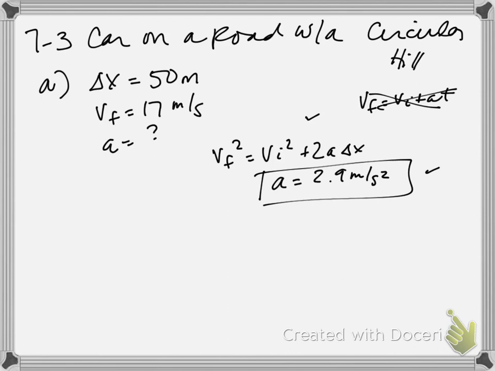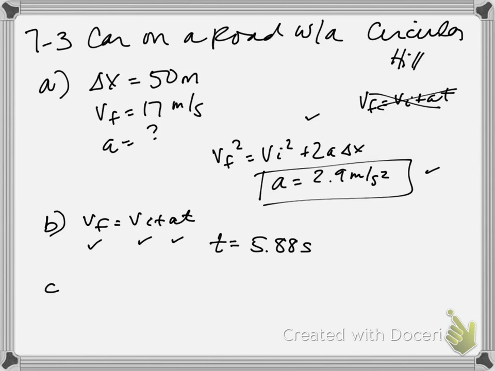Part B says, how long does it take to reach the beginning of the hill? So for that one, I just used the same one that I just crossed out. V final equals V initial plus AT, plugging in 17 here, 0 here, and the acceleration that I just figured out gives me a time of 5.88 seconds. That is 1 point for the correct equation and 1 point for the correct answer.